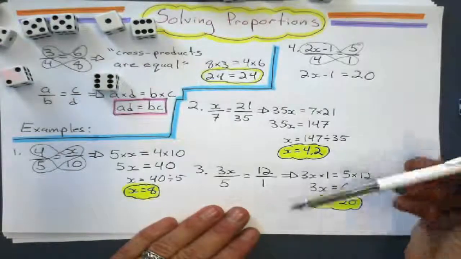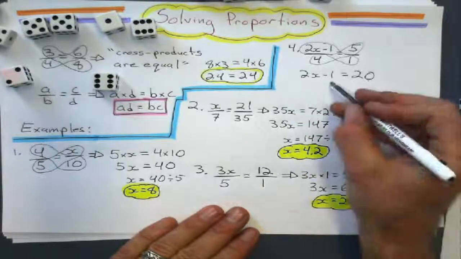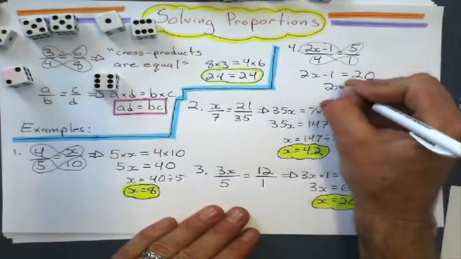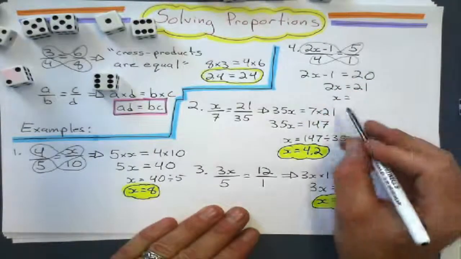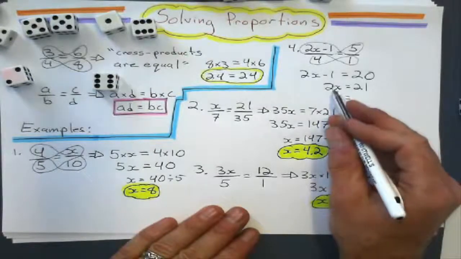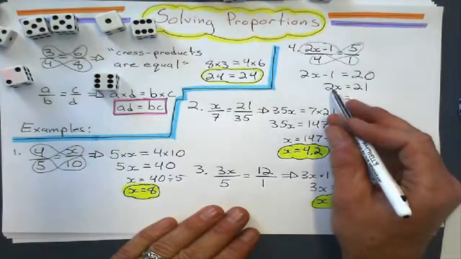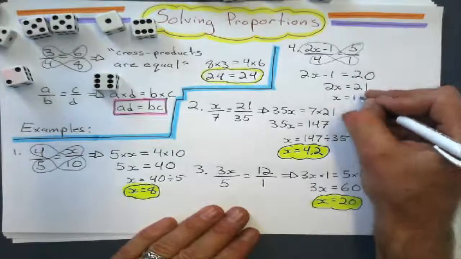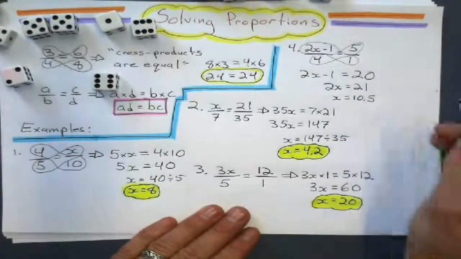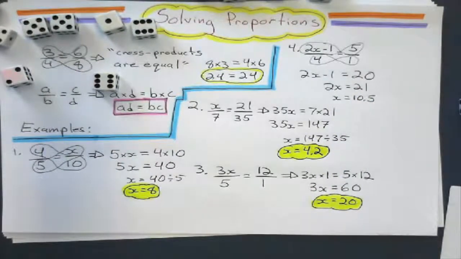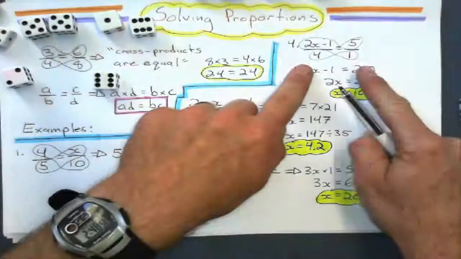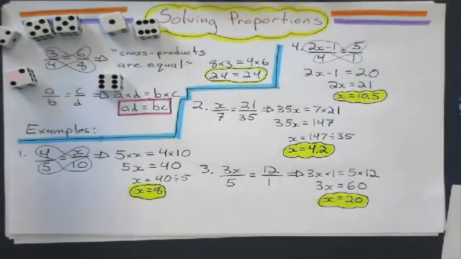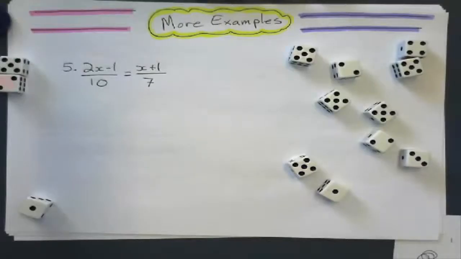Now I have a two-step equation, which we should be familiar with. Add 1 to the other side. You get 21. And x is going to equal 21 divided by 2. 21 divided by 2 gives me 10.5. Let's get some little bit more difficult examples, but it's the same process each time. Let's try some of these.